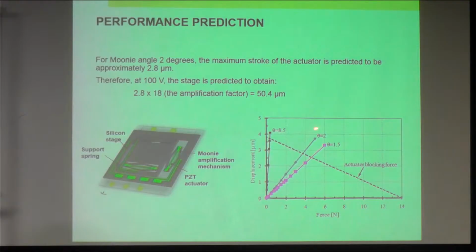So 2 degree of Muni angle here, then you can obtain 2.8 times 18, because the amplification is 18 times for the 2 degree of Muni angle. So it's expected to overcome the spring actuator blocking force and the spring, so you can get some displacement of 50.4 micrometer.